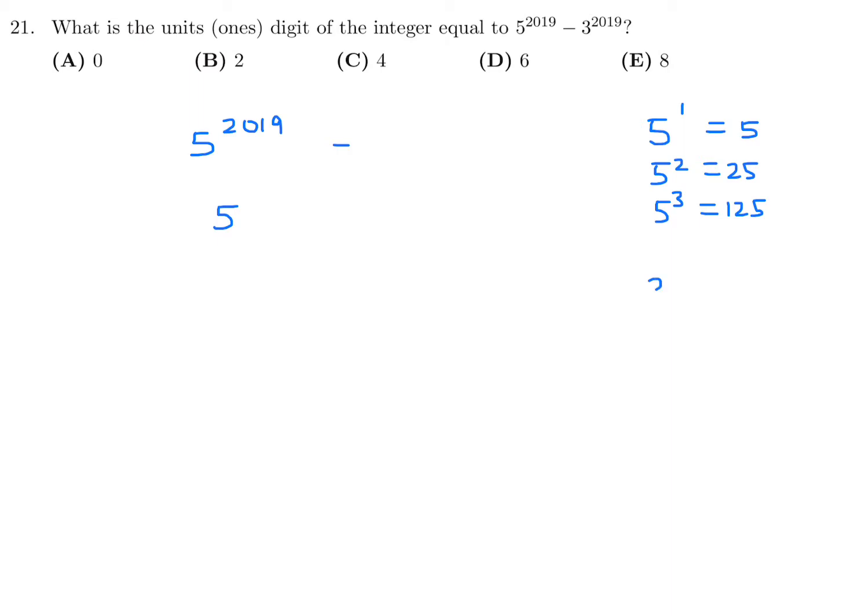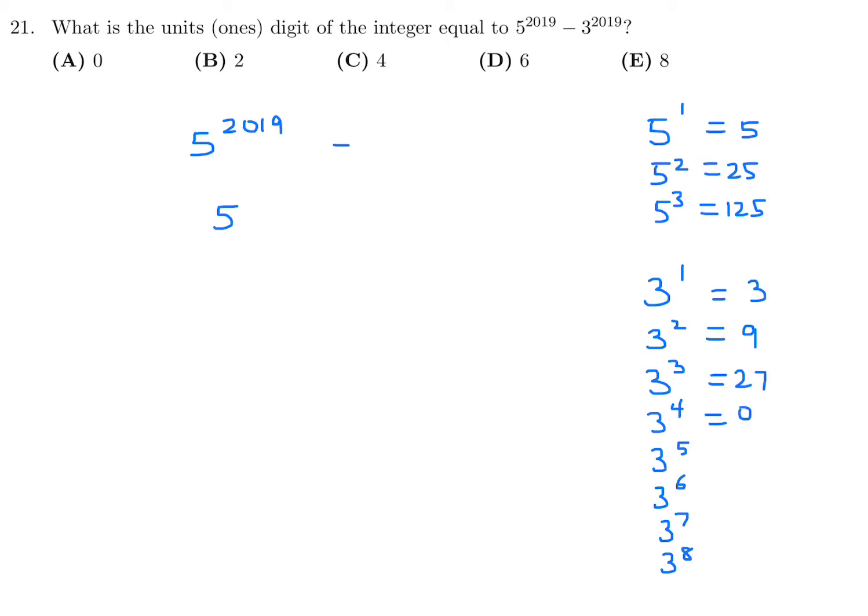Now let's look at the units digits of powers of 3. 3 to the power of 1, 3 to the power of 2, and so on. Let's see what happens. Hopefully we will either see a pattern or see something that's the same. 3 to the power of 1 is 3, power of 2 is 9, power of 3 is 27, power of 4 is 81. So it goes 3, 9, 7, 1. And if you do the next few, you will also get 3, 9, 7, 1 as the units digits. So it repeats like that.